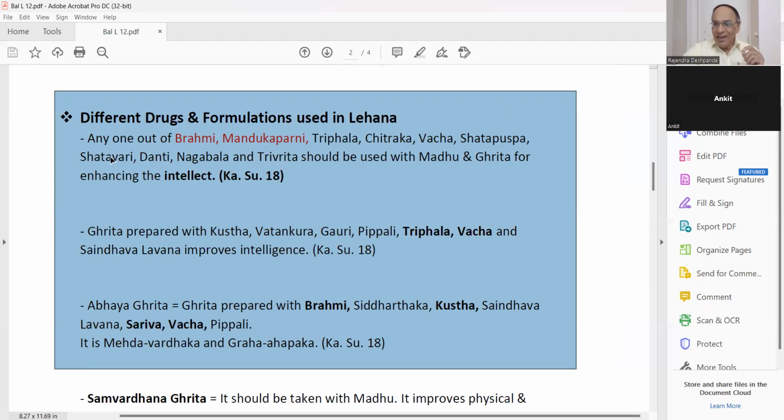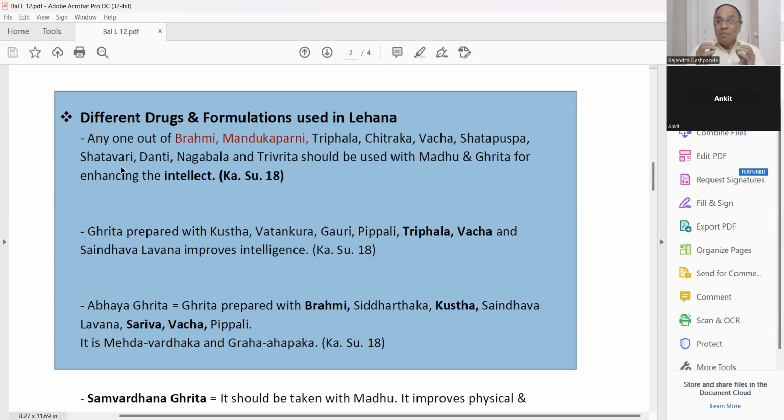Shatavari, Asparagus racemosus, is the best medicine, Vata Pitta Nashak. It is the best tonic for Vata Pitta problems, and the best tonic as an immunomodulator. Your immunity, Vyadhi Pratikara Kshamata, is increased. Shatavari can increase the breast milk. Shatavari is the best antacid in Ayurveda.